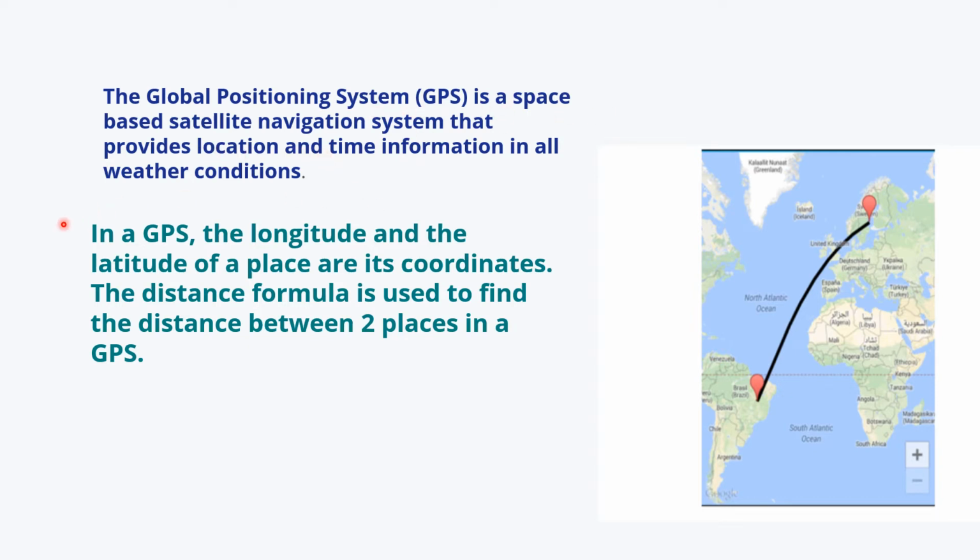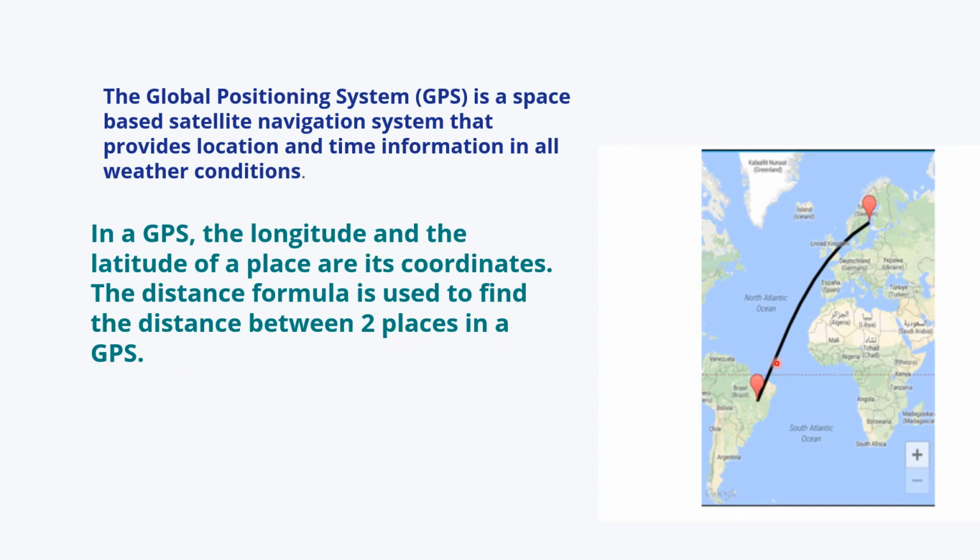But how does it work? It works on coordinate geometry. In a GPS, the longitudes and the latitudes of a place are its coordinates. So the latitudes and longitudes are the coordinates. You can say the latitude is the x-axis, horizontal, and the longitude is the y-axis, vertical. So you can apply the distance formula to find the distance between two places in a GPS.